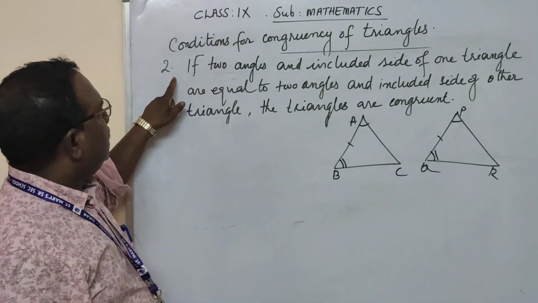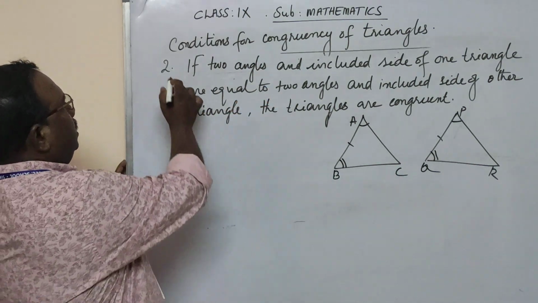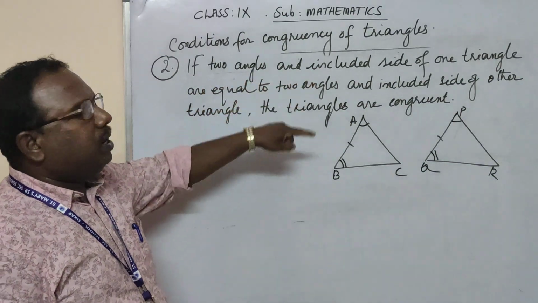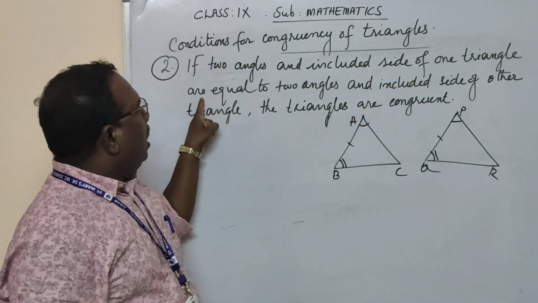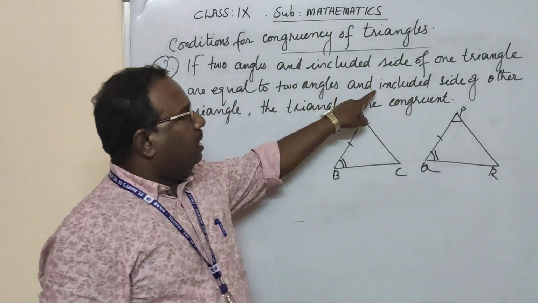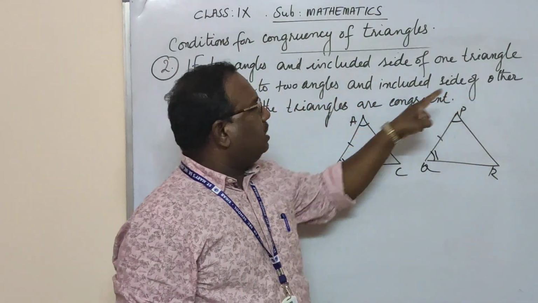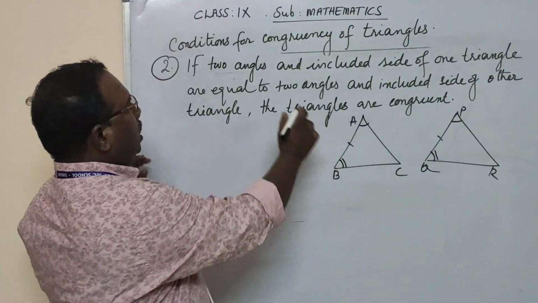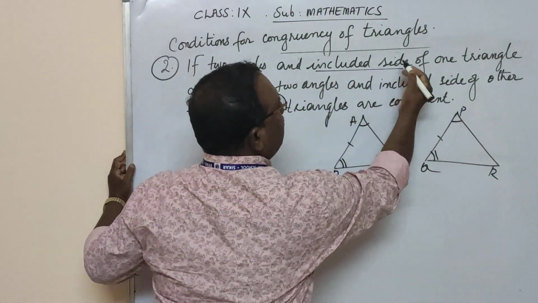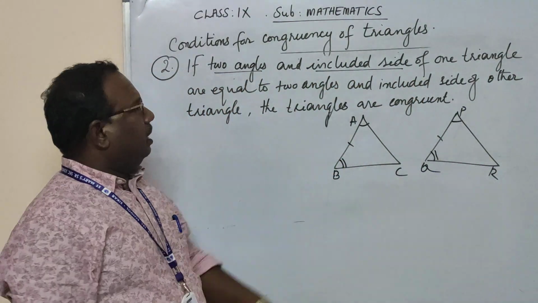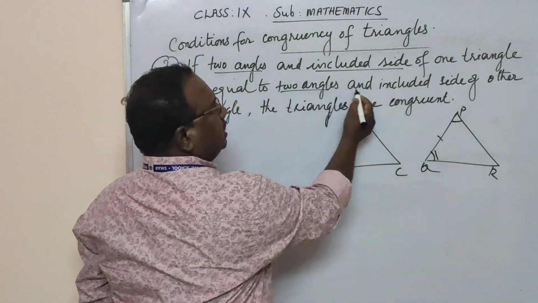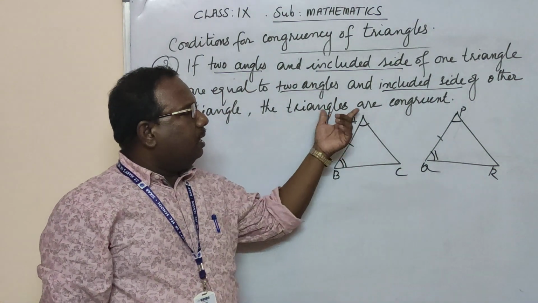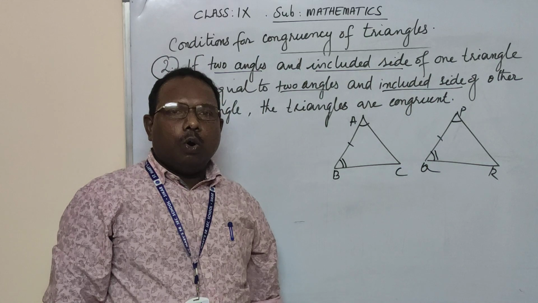Now let's learn the second condition of congruency of triangle. Condition number 2. Read the condition. If two angles and the included side of one triangle are equal to two angles and included side of other triangle, the triangles are congruent. Let's read once more. If two angles and included side of one triangle are equal to two angles and the included side of other triangle, then triangles are said to be congruent triangles.